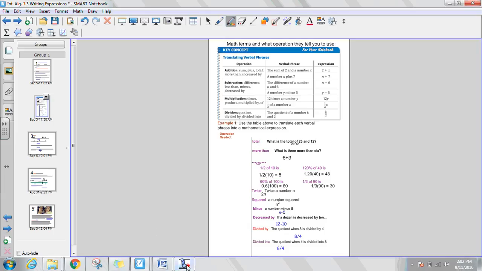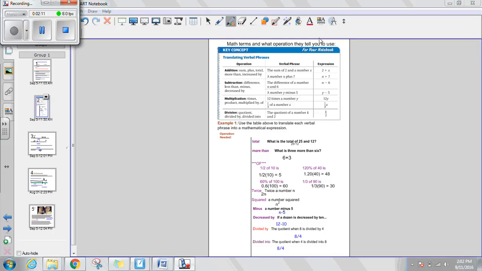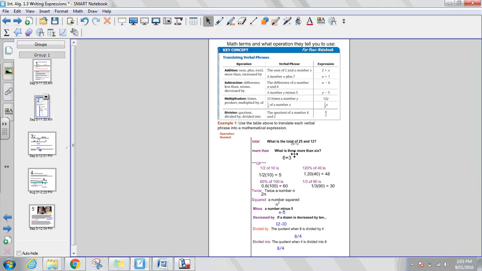Okay. There's also several math terms that tell us what operation to use when we're working with these verbal phrases. So if we have the words sum, plus, total, more than, or increase by, we're going to have addition. If we have difference, less than, minus, or decreased by, we have subtraction. If you have times, product, multiplied by, or the tricky one of, we have multiplication. And then for division, if you hear the words quotient, divided by, or divided into, that's all telling you, hey, you need to use division.